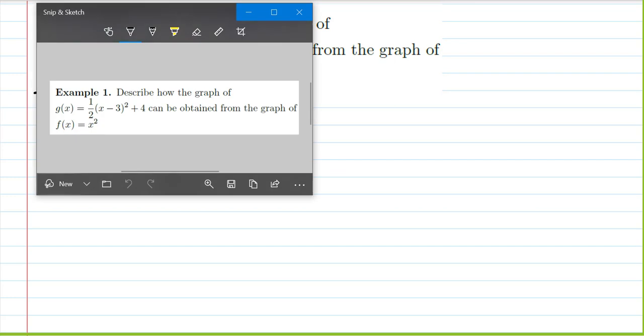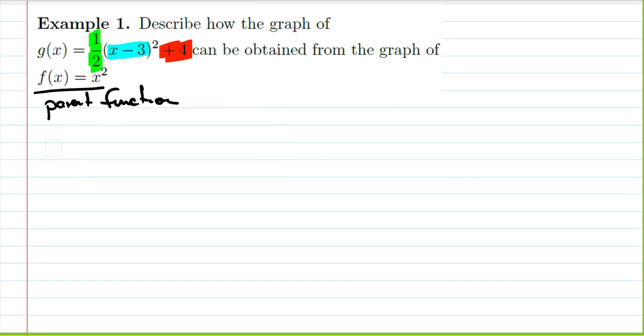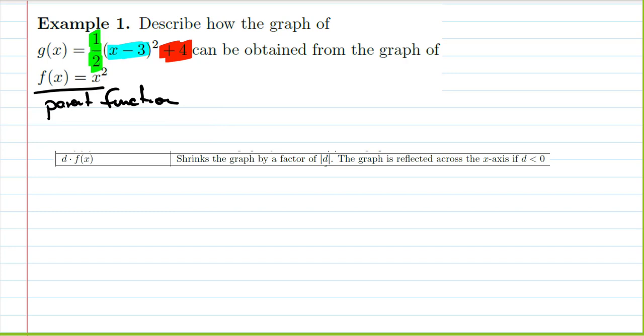from our table here, and that's going to tell us the first thing that happens. So our D is the 1/2, and so this tells us that our graph shrinks by a factor of 1/2. And then we don't need the second part, but if this number, the 1/2, would have been less than 0, it would have caused a reflection across the x-axis. But for us, it just shrinks by a factor of 1/2.